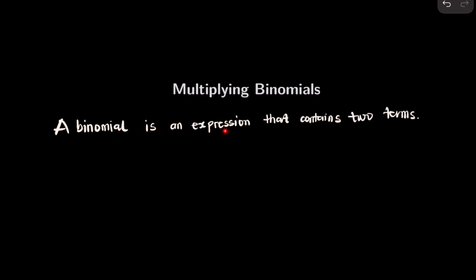In this video, we'll learn about multiplying binomials. Let's first look at the definition of a binomial. A binomial is an expression that contains two terms. So suppose we have, let's say, 2x plus 3y. So now this expression contains two terms.